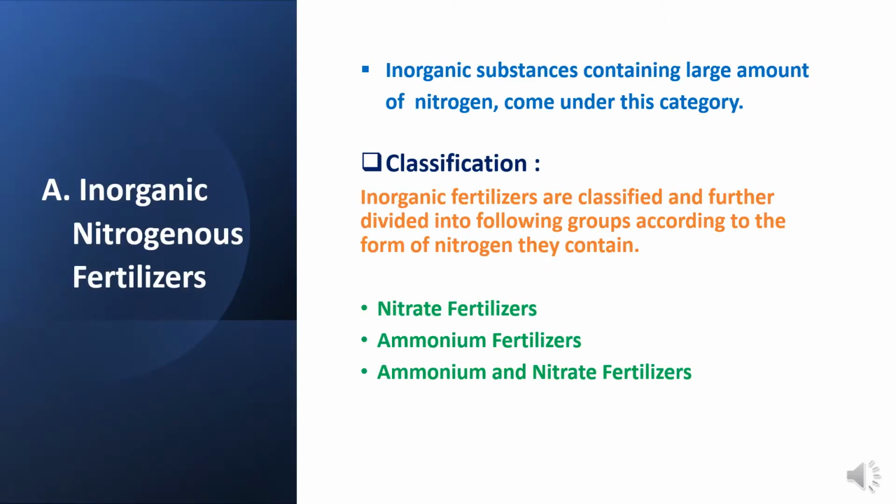First one is inorganic nitrogenous fertilizers, which contain large amount of nitrogen. And these inorganic nitrogenous fertilizers are again categorized in different groups like nitrate fertilizers, where the nitrogen is available in nitrate form. Second is ammonium fertilizers, where the nitrogen is available in form of ammonium. And third one is ammonium and nitrate fertilizers, where the nitrogen is available to the plants both in ammonium and nitrate forms.